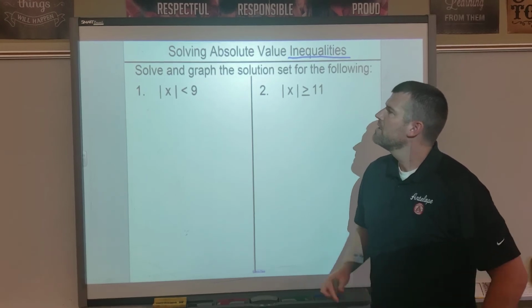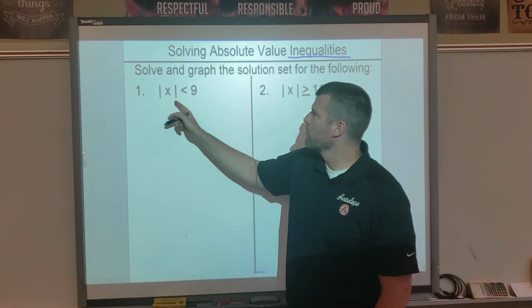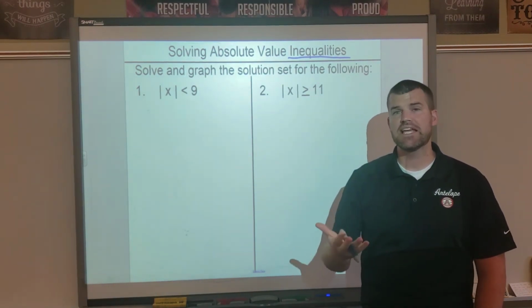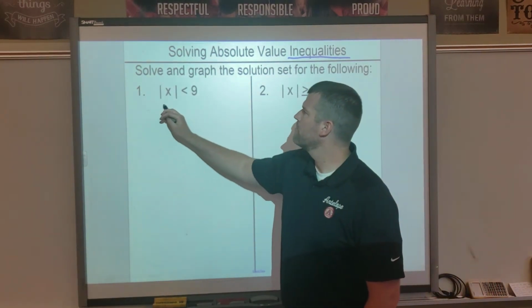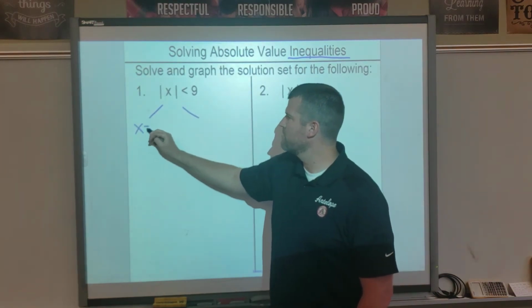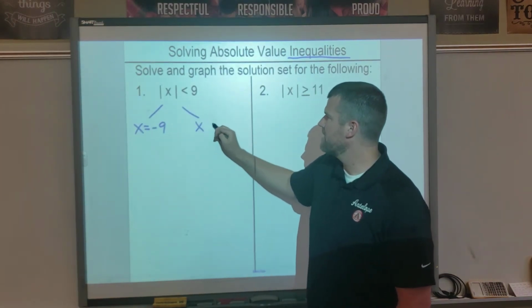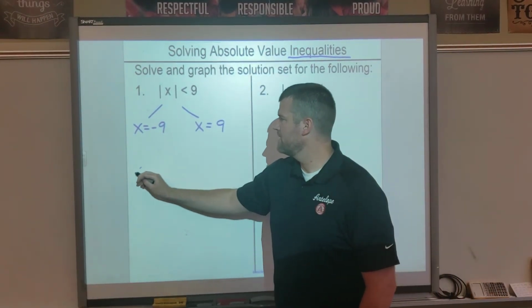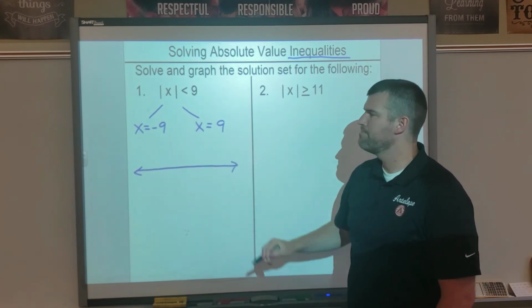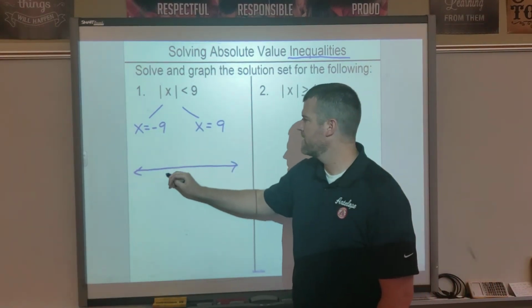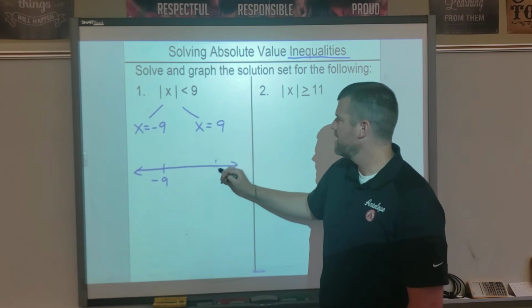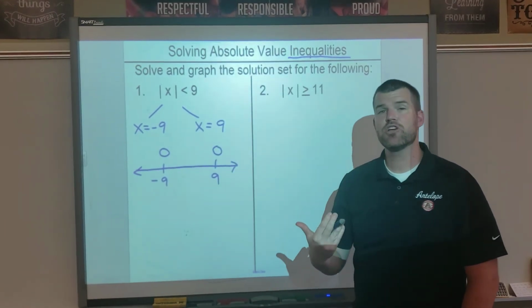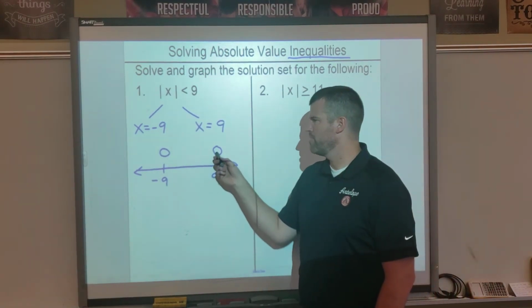So there's a lot. This particular one, we're going to start by setting it equal. So we're going to solve it like an equation to start. So I'm going to set up my two problems. I'm going to do x equals negative 9 and x equals positive 9. And when I solve it, what I'm really finding for the inequality is my boundary points. So on my graph, I can put a point at negative 9, and I can put another point at positive 9. So by solving the equation part, I get my boundary points.